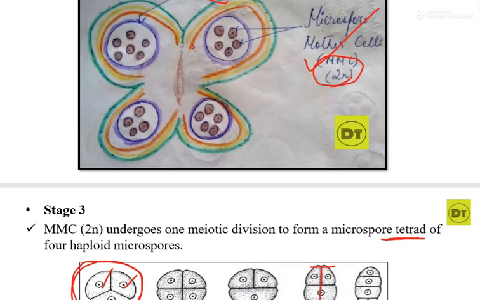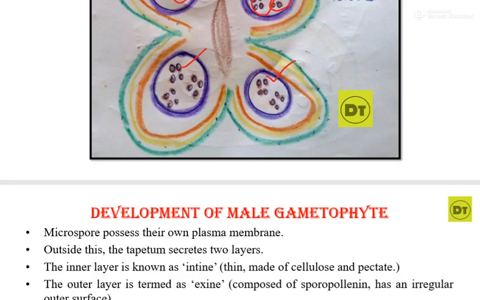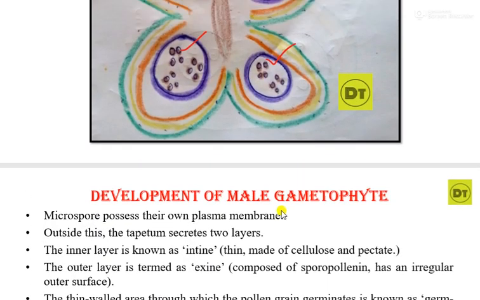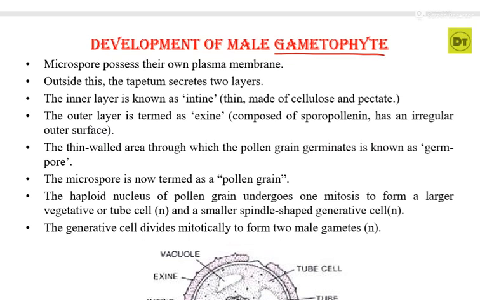Now let's move on to the other concept of today's video, that is development of the male gametophyte. Now what is a gametophyte? A gametophyte is a structure which produces gametes. What is a male gametophyte? A male gametophyte is a structure within which male gametes are produced. Now see, the male gametophyte in this case is the pollen grain.